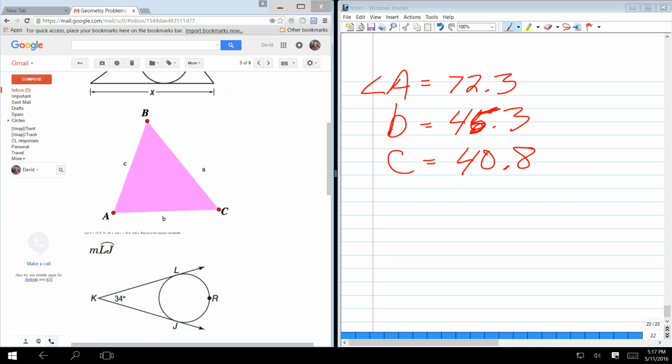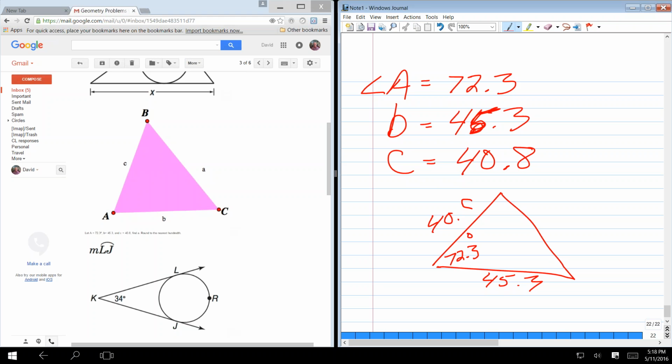Yeah. Okay. Well, if I draw this triangle, and this is A, this is 72. Boy, I wish they'd use whole numbers. Why do they use decimals? Seriously, there's no reason to make it more complicated. The essence of the problem is not doing the arithmetic. The essence of the problem is figuring out how to write the law of cosines for this. Well, side B is this one, 45.3, and side C is this one, 40.8.